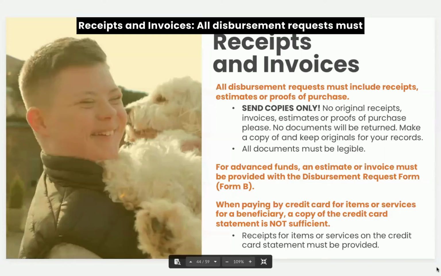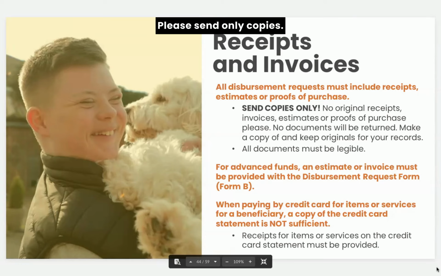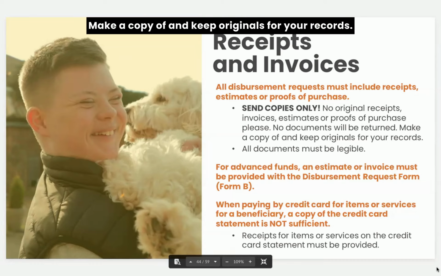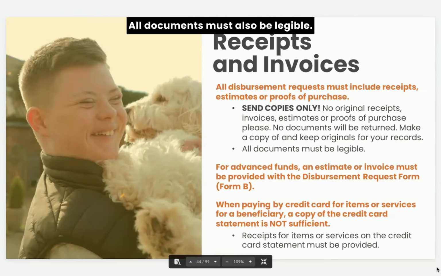Receipts and invoices. All disbursement requests must include receipts, estimates, or proofs of purchase. Please send only copies, no original receipts, invoice, estimates, or proofs of purchase, please. No documents will be returned. Make a copy of and keep originals for your records. All documents must also be legible.